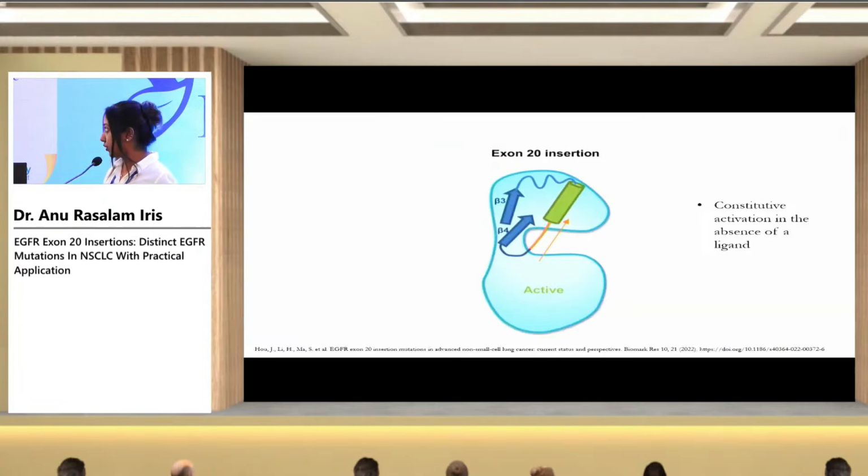What happens in an exon 20 insertion? There is an insertion here, addition of nucleotides and thereby amino acids. So the C helix gets pushed into the N lobe. Now the ATP binding cleft is open. So even without a natural ligand, the whole receptor and the tyrosine kinase domain would be active. And this leads to constitutive activation.